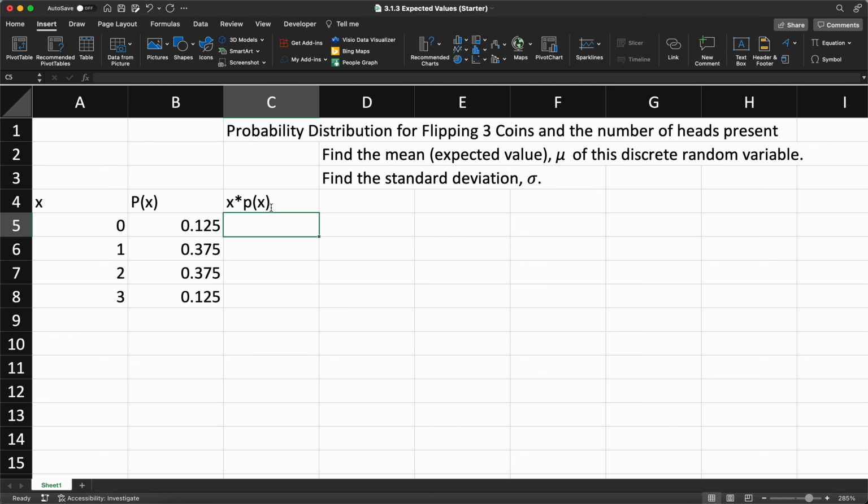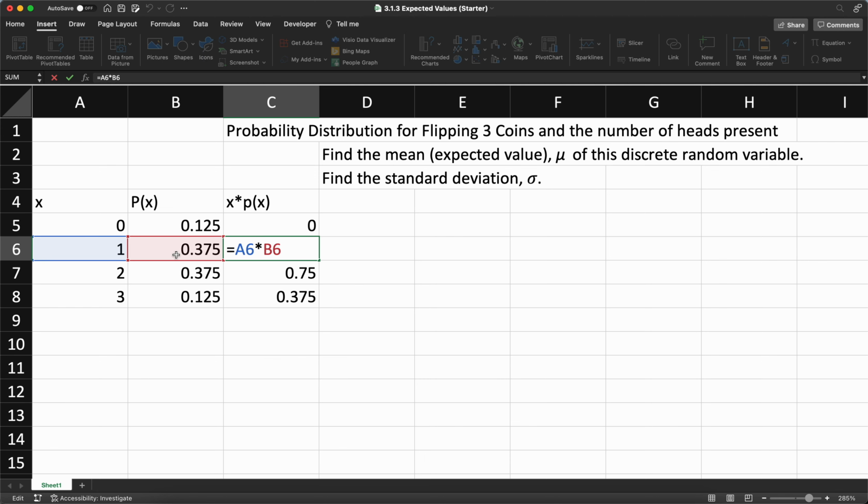And just a reminder about spreadsheets, we really just have to make the formula once. So I'm going to hit the equal sign to start the formula. And we're going to take x times the probability that that x value happens. And we multiply those together and we get 0. And then we copy that down. And you can see in each of these, we're doing those two cells multiplied together, and then these two cells multiplied together, and these two cells multiplied together.